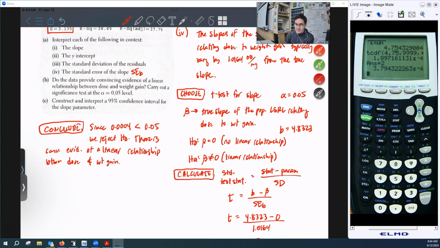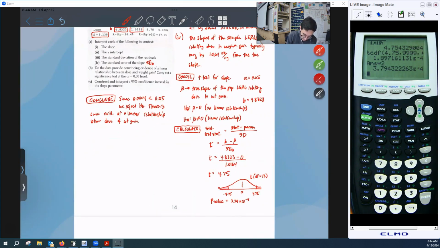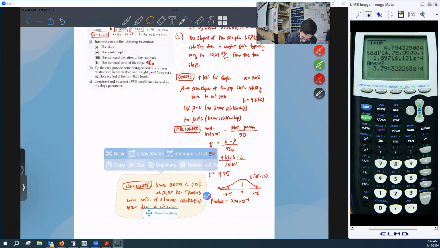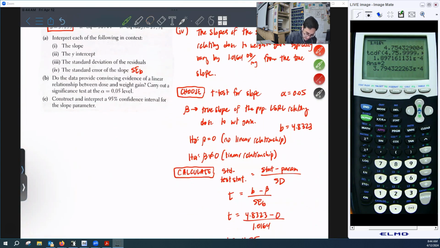Part C now wants us to do another one of those 4-step processes, but this time constructing a confidence interval. All right, let me see if I can just move this over. Just move it down here for now. Okay, and give myself some space to do part C. All right, let's do it in another color. It's blue. All right, so in the choose step, the procedure is a t interval for slope. Okay, confidence level 95%.